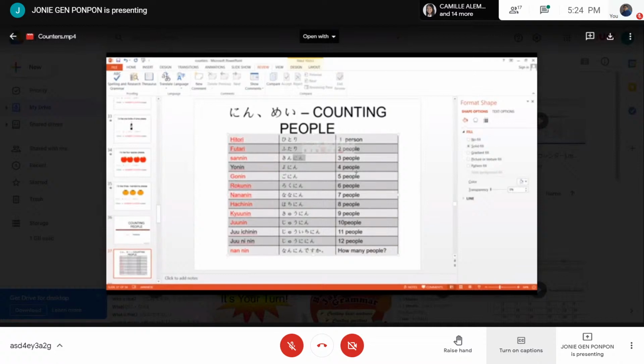Okay? So balik na tayo sa numerals. Huwag i-copy si hitori tsaka si futari. Okay? So 11 people in Nihongo is juichinin. And then for 12 people, junininn. And then so on so forth.